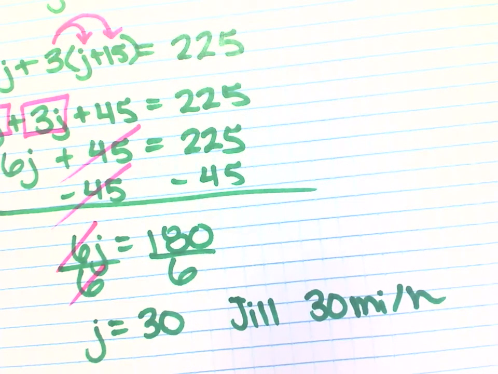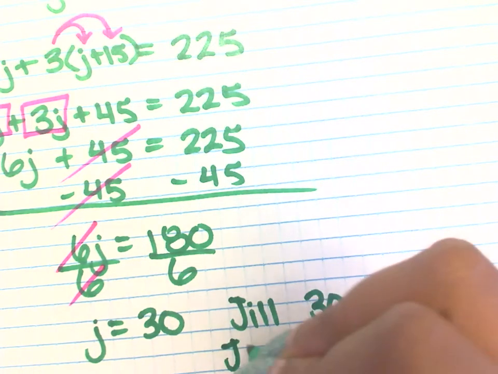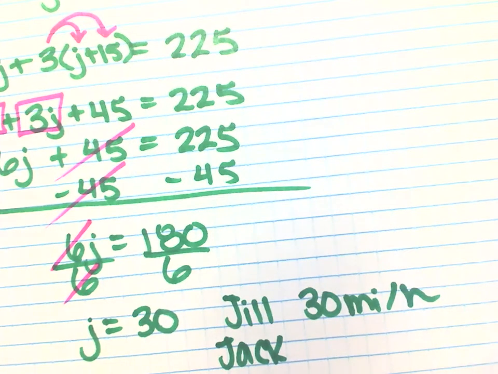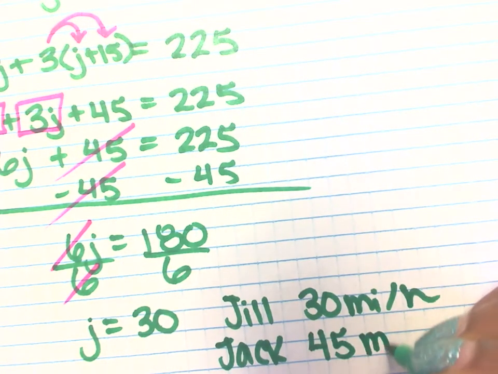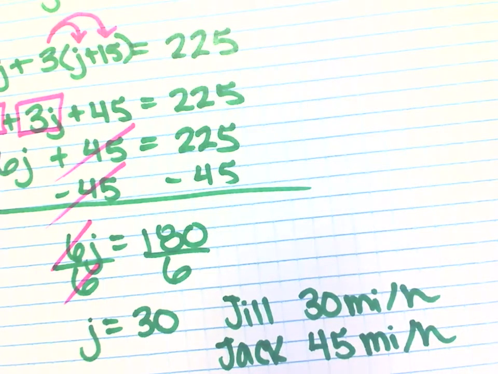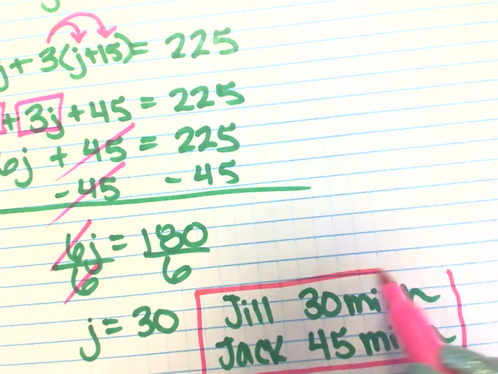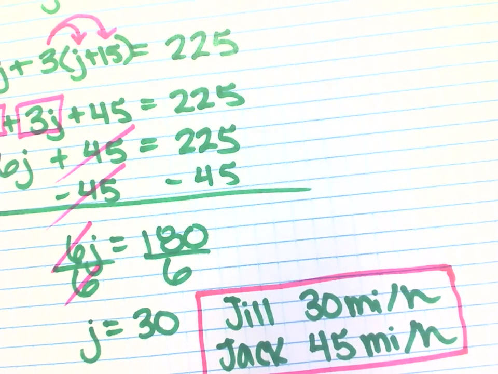Now, if Jack was driving 15 miles faster, how many miles an hour was Jack driving? 45. Yeah, 30 plus 15 is 45. He was driving 45 miles an hour. And that's your answer. They asked you to find the rate of each driver. So Jill drove 30 miles an hour, Jack drove 45 miles an hour. In 3 hours, they ended up being 225 miles apart. Go ahead and stop it.